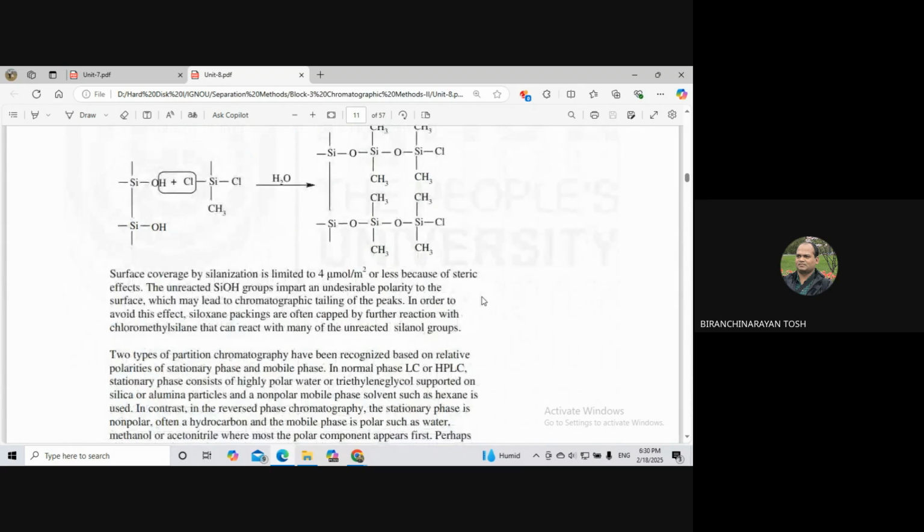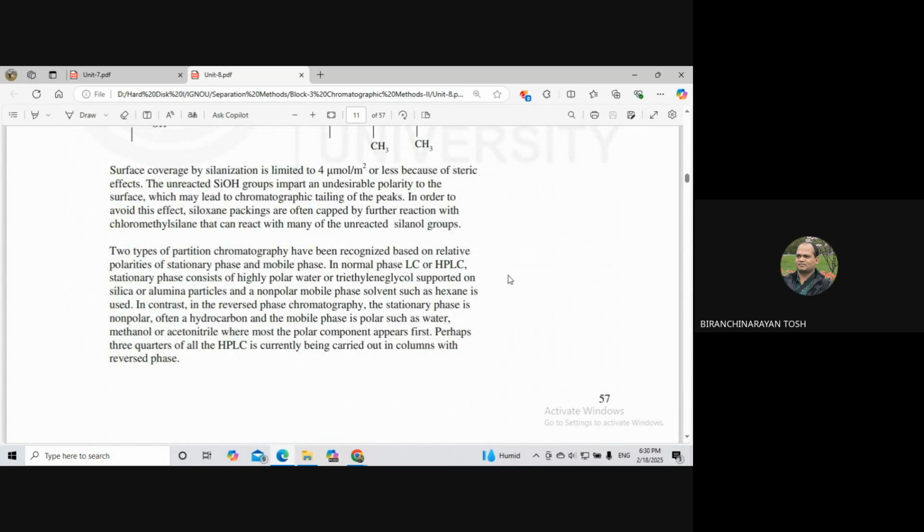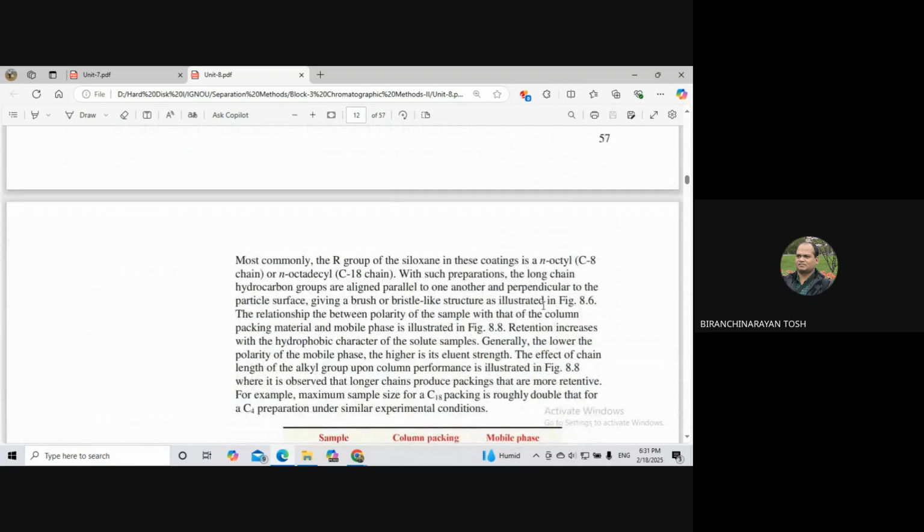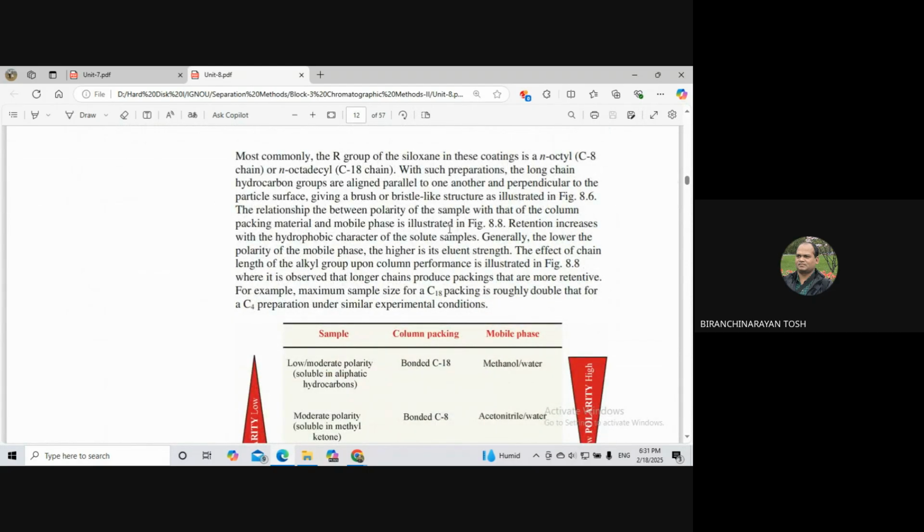So two types of partition chromatography have been recognized based on the relative polarities of the stationary phase and mobile phase. In normal phase liquid chromatography or HPLC, the stationary phase consists of highly polar water or triethylene glycol supported on silica or alumina. So perhaps three-quarters of all HPLC is currently being carried out in columns with reversed phase. The most commonly used alkyl group of the siloxane in these coatings is n-octyl, already discussed, containing 8 carbon atoms, or n-octadecyl containing 18 carbon atoms.